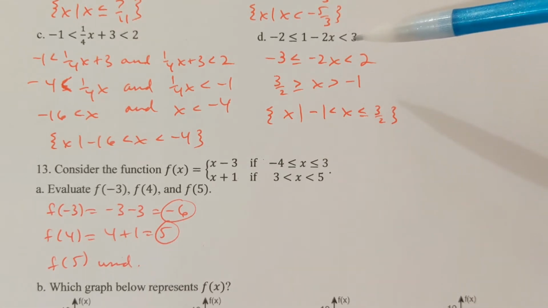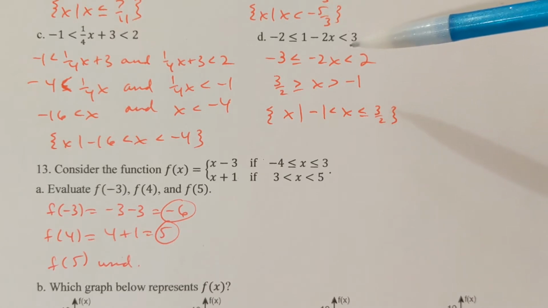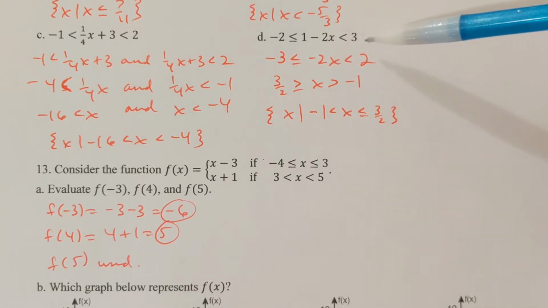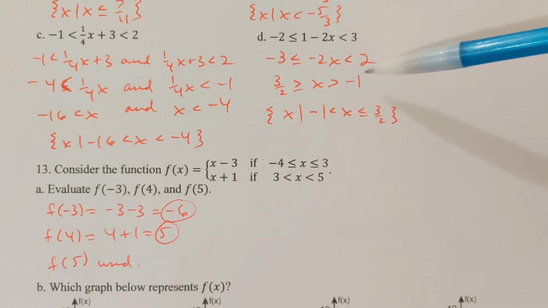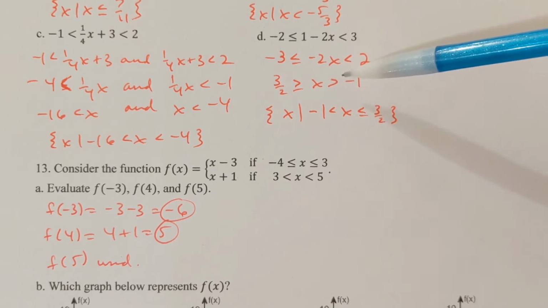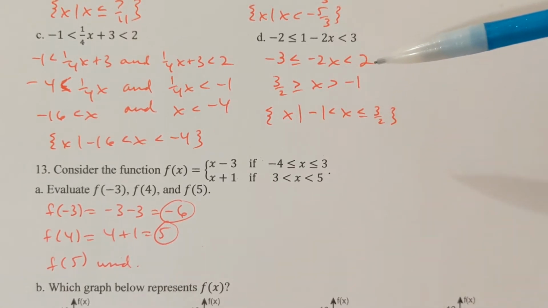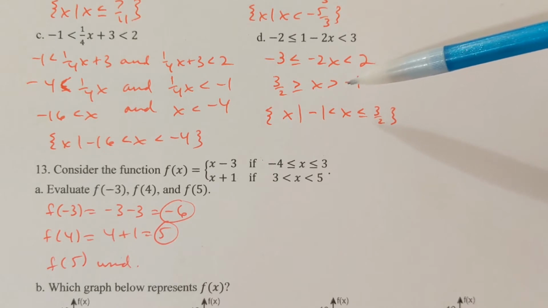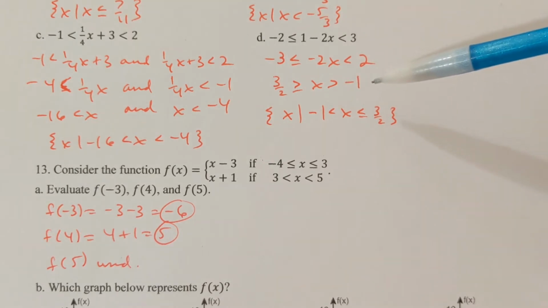Set of all x such that negative 16 less than x less than negative 4. Part D, negative 2 less than or equal to 1 minus 2x less than 3. Well, if I subtract 1 throughout the three parts, negative 2 minus 1 is negative 3. I've got negative 2x in the middle. 3 minus 1 is 2. Divide by negative 2. And the fact that I'm dividing by a negative means I've got to flip the sign there. Negative 3 over negative 2 greater than or equal to x greater than negative 1.